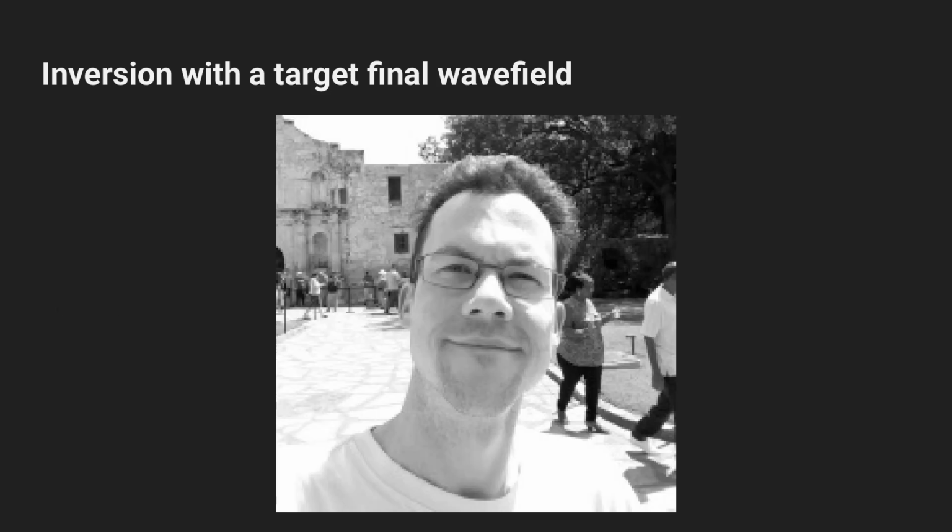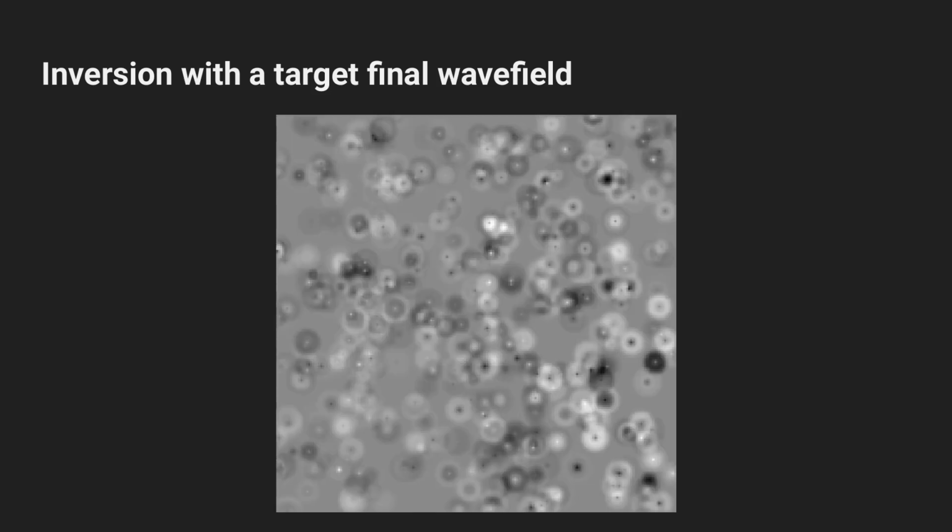This is the target that we're going to try to make the final wave field look like. It's a picture of me in front of the Alamo in San Antonio before an SEG meeting. I chose 400 randomly positioned sources and gave them 25 time steps to make this wave field. Here are a few snapshots from those 25 time steps.